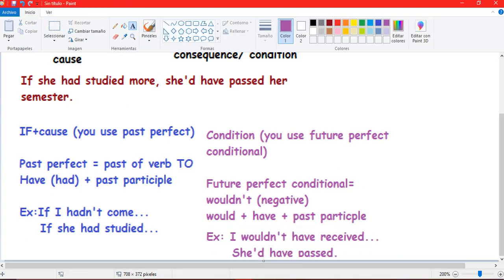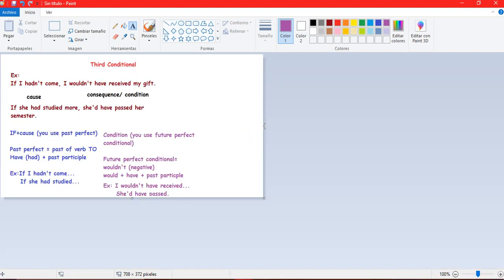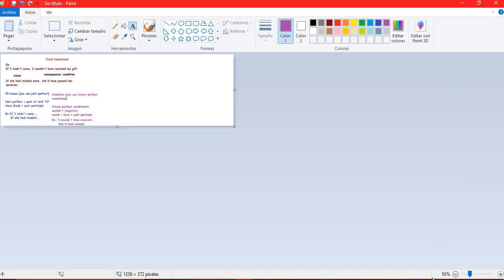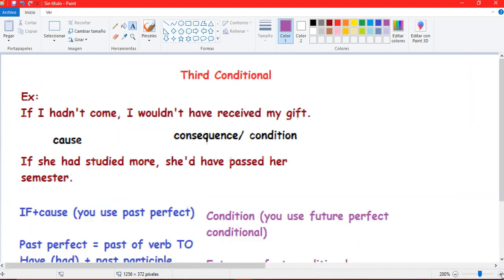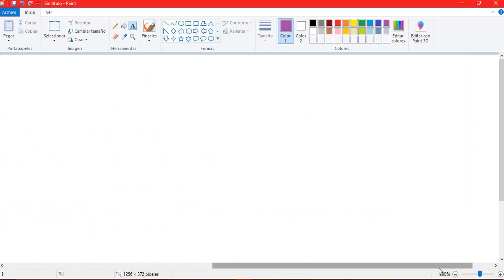Well, some specifications that I want to make about this. Let me increase the board. Okay, sorry. There. Okay, some specifications. You can make contractions.